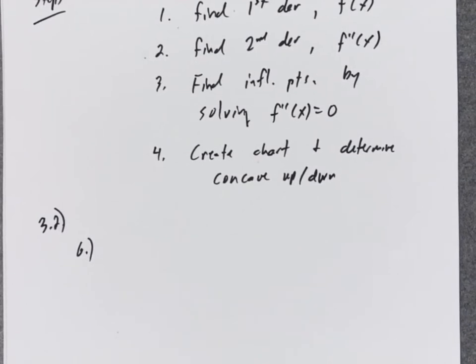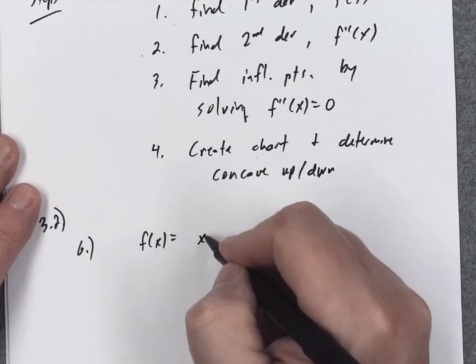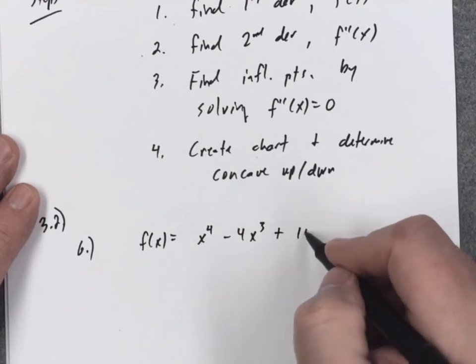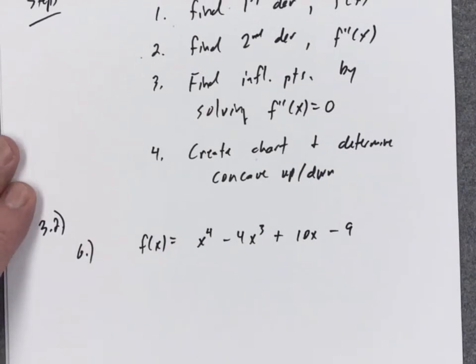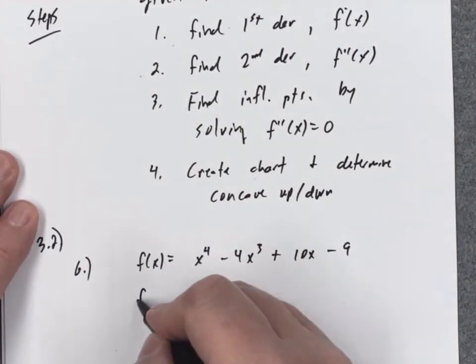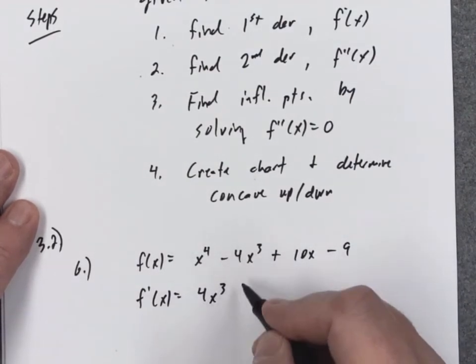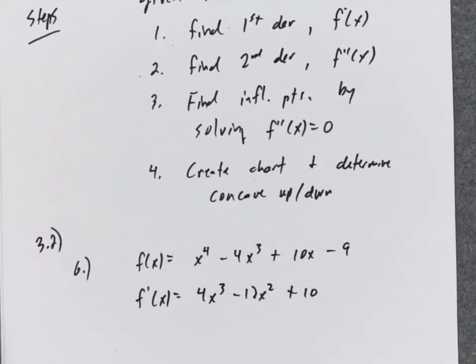So we're going to find the intervals where it's concave up or down, and then we have to find the inflection points. And here they want both the x and the y. So problem 6. Here's the function we're given. f(x) equals x to the 4th minus 4x cubed plus 10x minus 9. First thing I do, take the first derivative. Here's the first step. Pretty straightforward. First derivative, right? 12x squared plus 10.